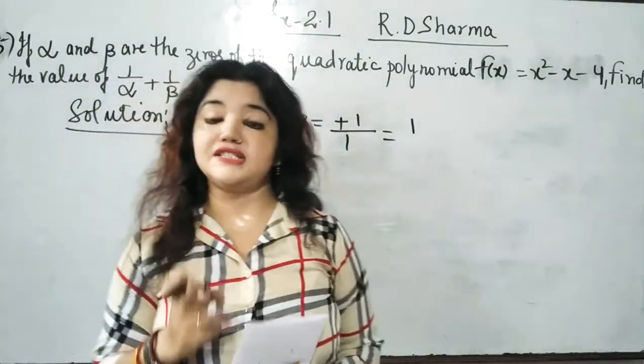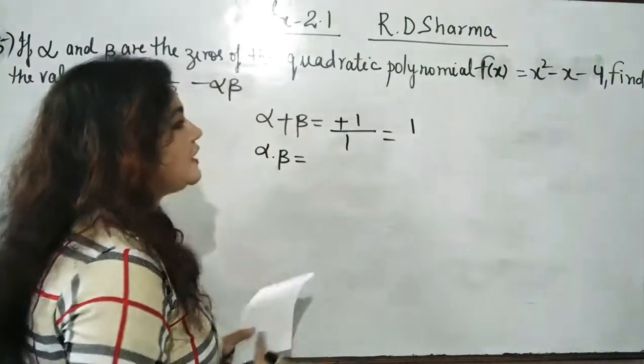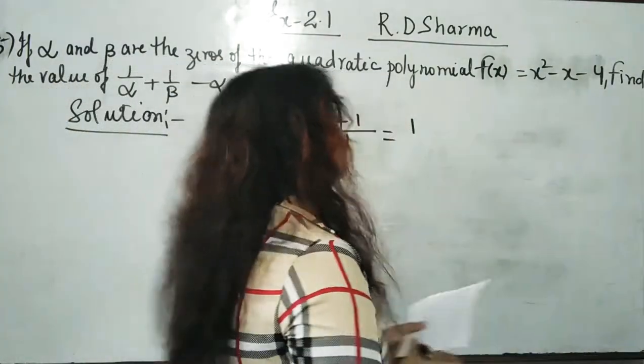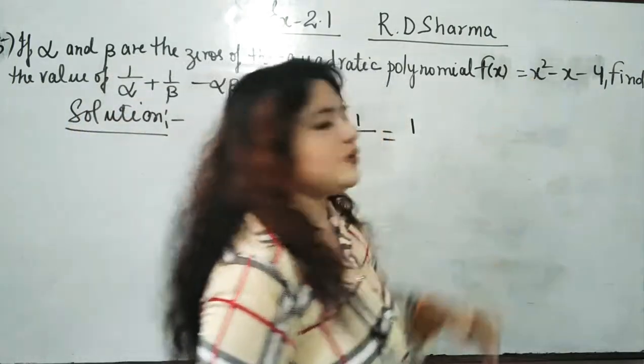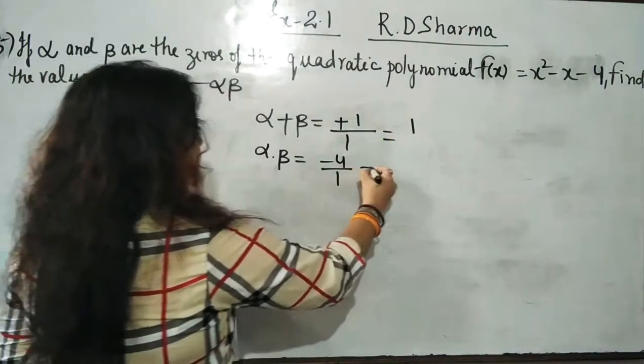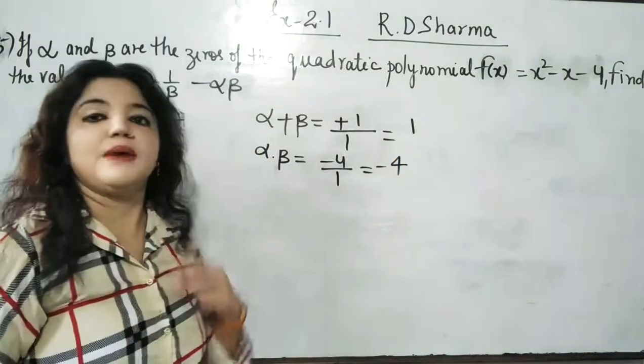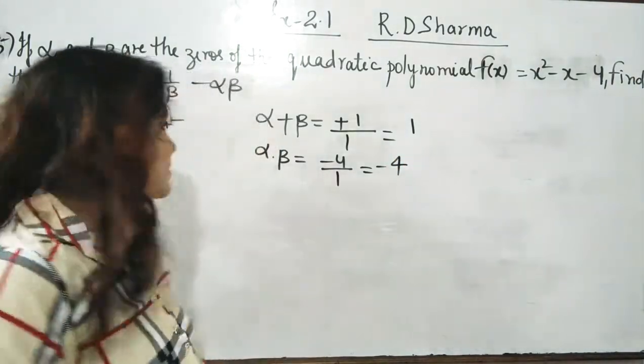Formula: we have constant term upon coefficient of x square. So what is the constant term? Minus 4, upon coefficient of x square. Check it out, this is 1. So minus 4 upon 1, this is equal to minus 4, right? That is equal to minus 4.